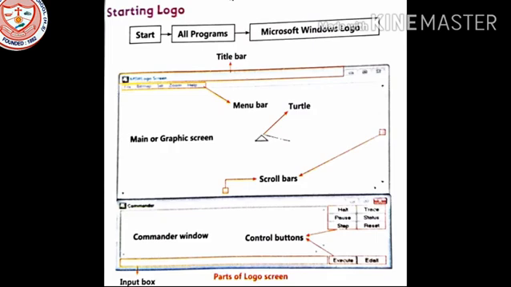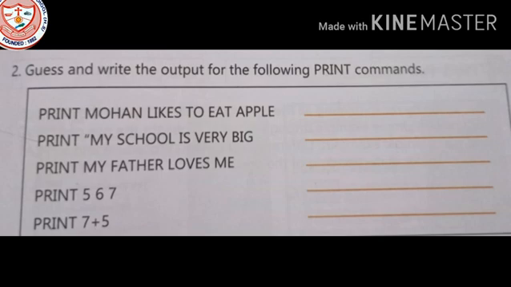The very first work for you is to draw the parts of the Logo screen. See the image? This screen you are going to draw, and you have to label it also, which one is Logo, which one is the command screen, which one is the main screen. All the parts of the Logo screen you have to label. Now see this one: guess and write the output for the following print commands. Now you know what will be the output of this. If you want to practice on your computer, you can practice and see what outputs come, and just write it down in your book itself.